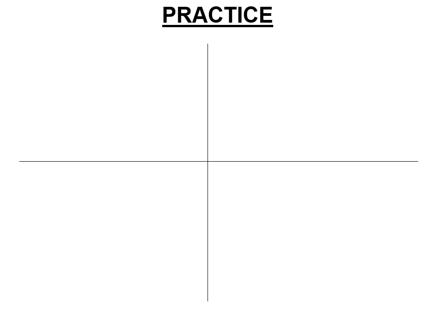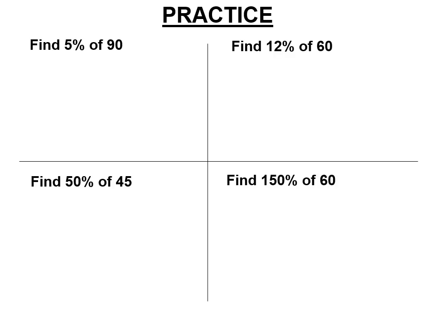All right, let's practice. All right, so 90 times 0.05 is 4.5. And that makes sense. 10% of 90 is 9. We need half of that, 5%, 4.5.